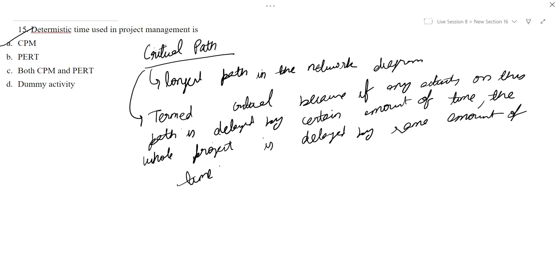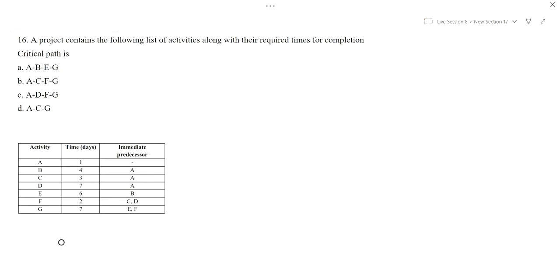Now in critical path we find out the total time duration needed to complete the project, and this is done by finding out the slack time, earliest start time, earliest finish time, latest start time, latest finish time, and the critical time, the project completion duration. So the next question. Project contains the following list of activities along with the required time for completion. This is the flow chart. Now we have to make the network diagram and find out the critical path.